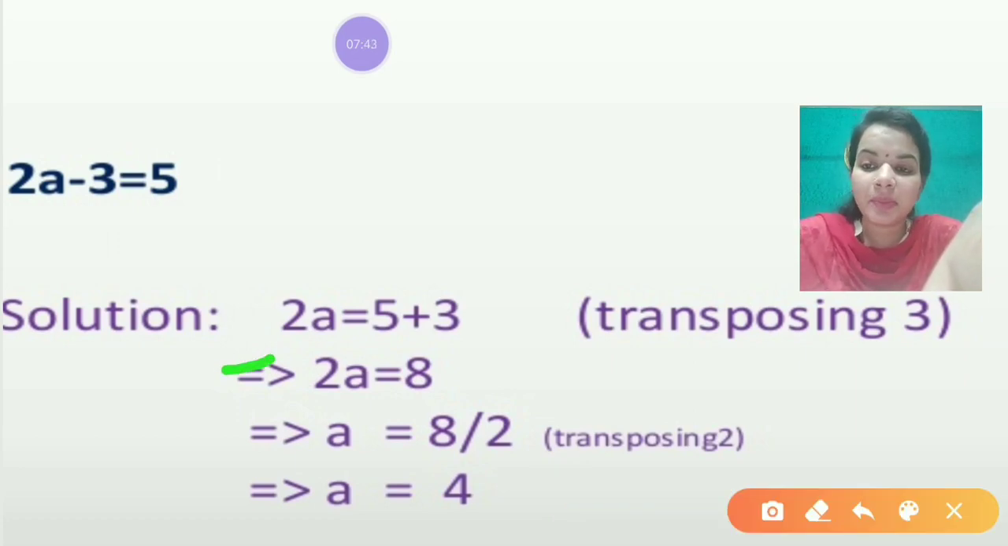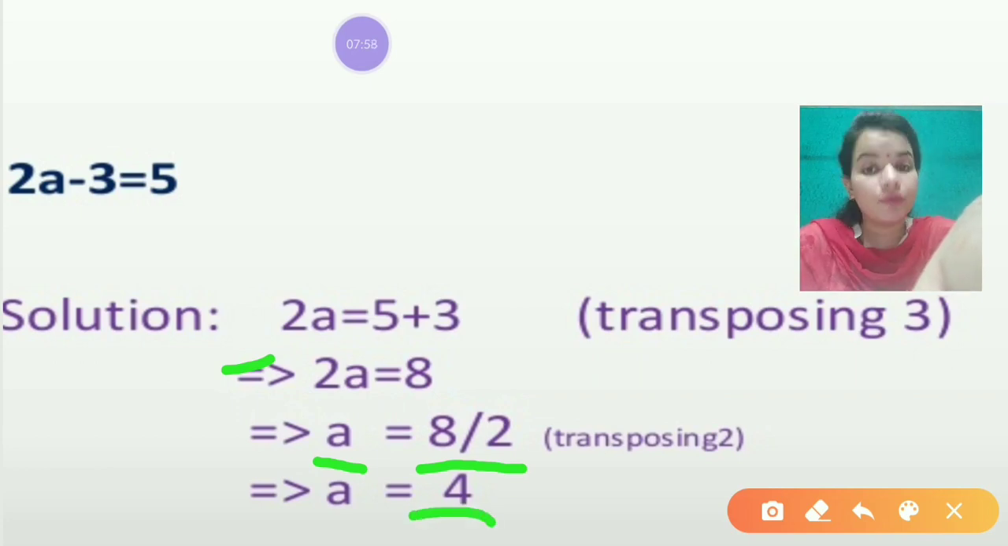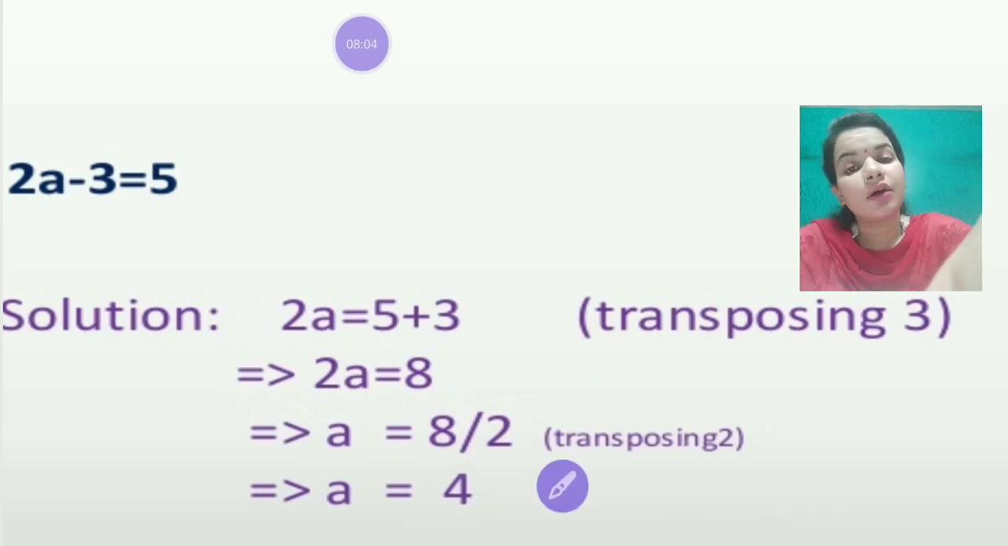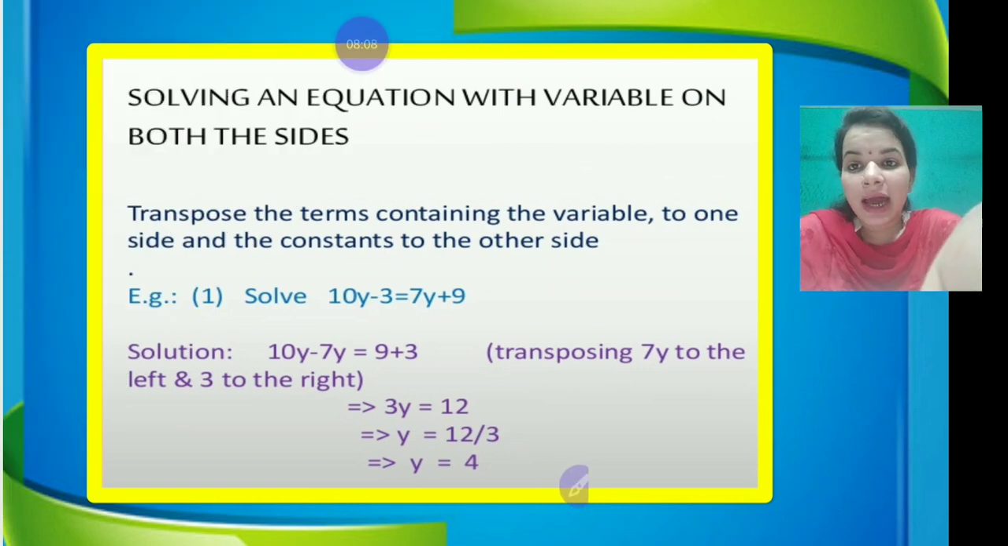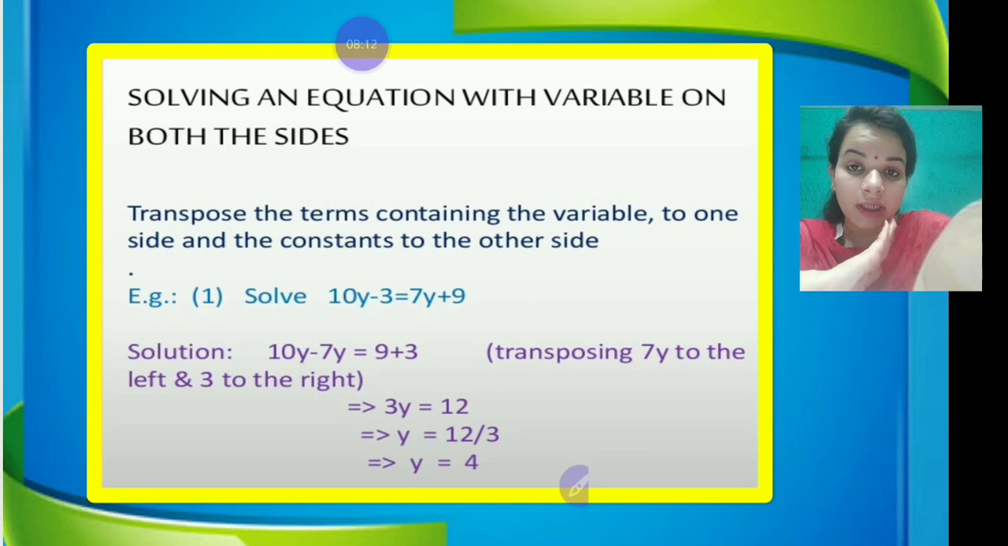Now you have to separate this a from 2. Now here 2 is in multiplication. So if you take it to the other side, what will it become? It will come in division. So it will be 8 upon 2. That will give you 4. 2 4s are 8. So hence you have found the value of a as 4. Clear?